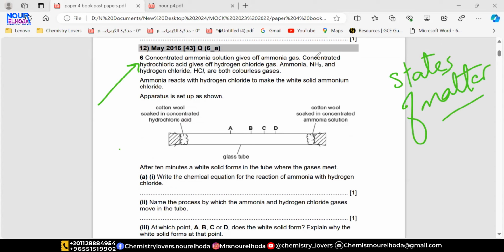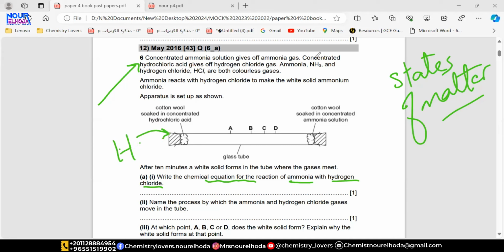Let's start. The first question is going to tell me, write the chemical equation for the reaction between ammonia and hydrogen chloride. Of course we know how to do this. I explained this already. I showed you the video, if you remember, at the beginning of the year. You're going to find this topic on my YouTube channel. But I'm going to revise it quickly.